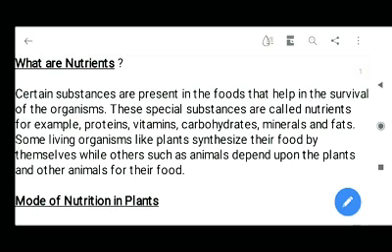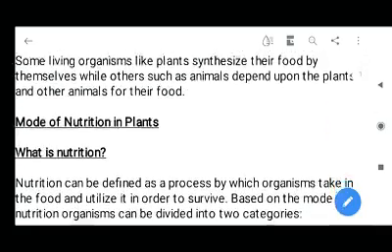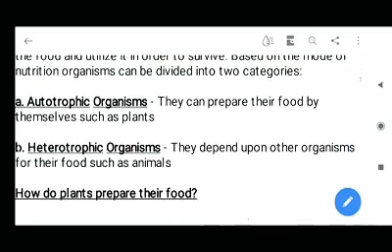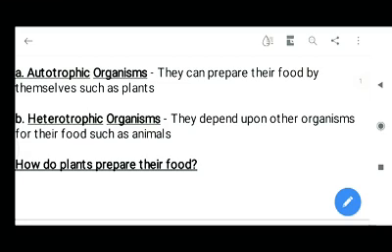Some living organisms, like plants, synthesize their food by themselves, while others, such as animals, depend totally on plants and other animals for their food. Now, what is the mode of nutrition in plants? And what is nutrition? Nutrition can be defined as a process by which organisms take in food and utilize it in order to survive. Based on the mode of nutrition, organisms can be divided into two categories: autotrophic organisms and heterotrophic organisms. Autotrophic organisms can prepare their own food by themselves, such as plants. Heterotrophic organisms depend upon other organisms for their food, such as animals.